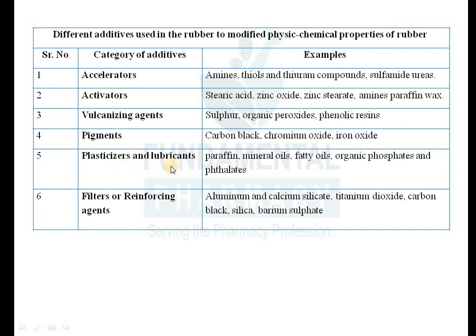Then again plasticizers and lubricants. So paraffin, mineral oil, then organic phosphates and phthalates are used. Pillars and reinforcing agents. So aluminium and calcium silicate, titanium dioxide, carbon black, silica, barium sulfate. All these are added in a rubber as fillers or reinforcing agents. Okay, so you must remember all these: accelerator, activator, vulcanizing agent, pigments, plasticizers, lubricants, fillers and reinforcing agents.